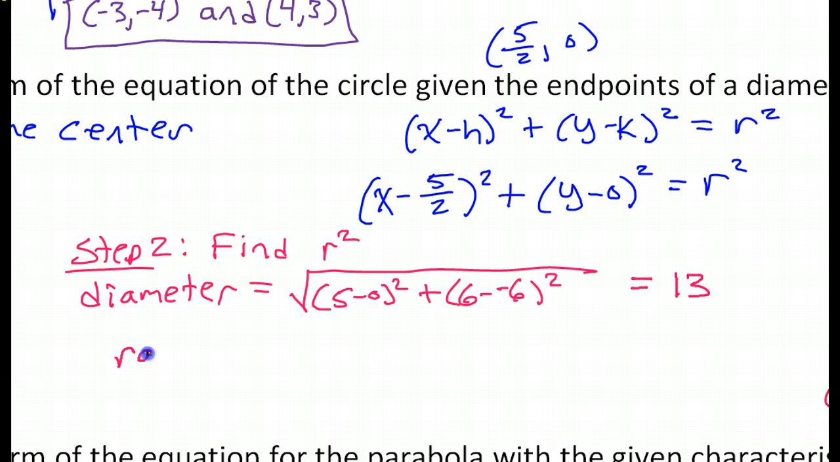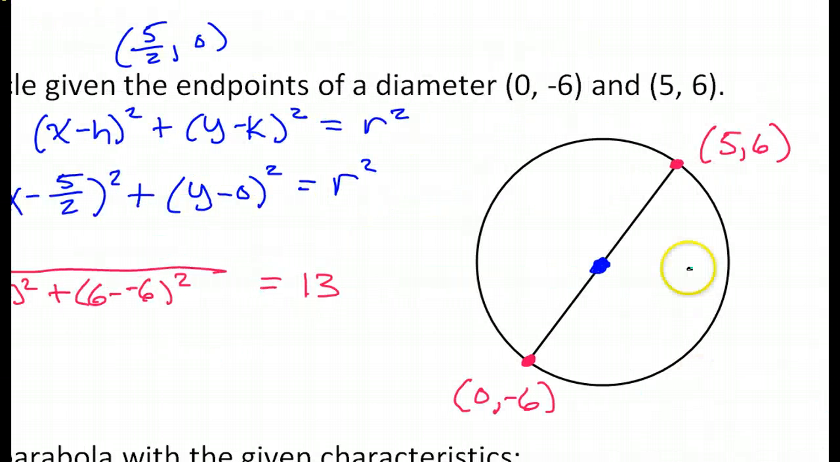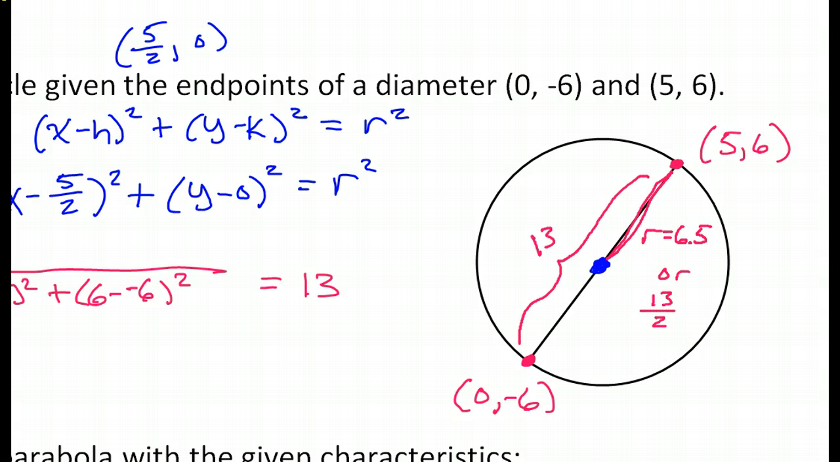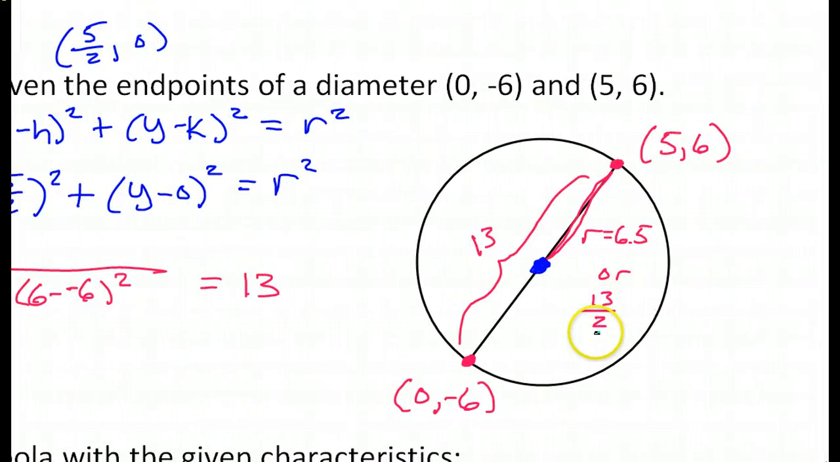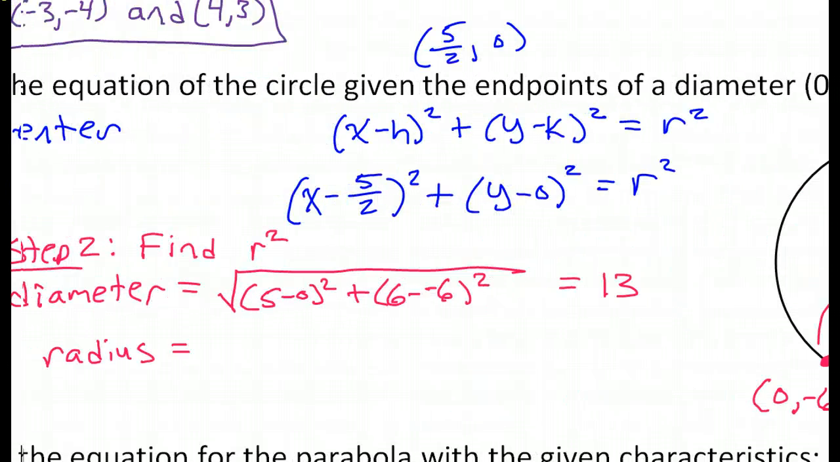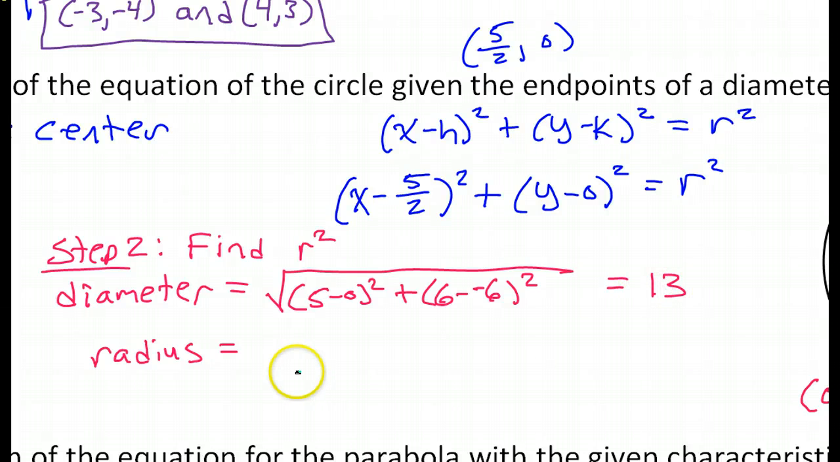But what I need is my radius. Now the radius should be half of this, right? The diameter is the whole thing. The radius is just halfway. So if this whole thing is 13, then the radius is 6.5, or you could think of it as 13 divided by 2, 13 halves. Should I use decimals? I think I'll leave it as a fraction. I would accept it either way. So our radius is half of this, so that's going to be 13 over 2.